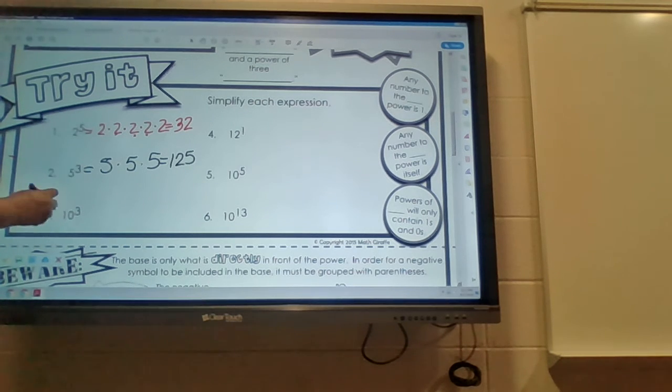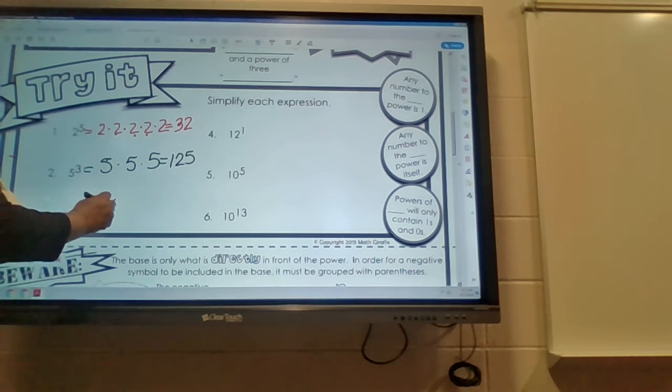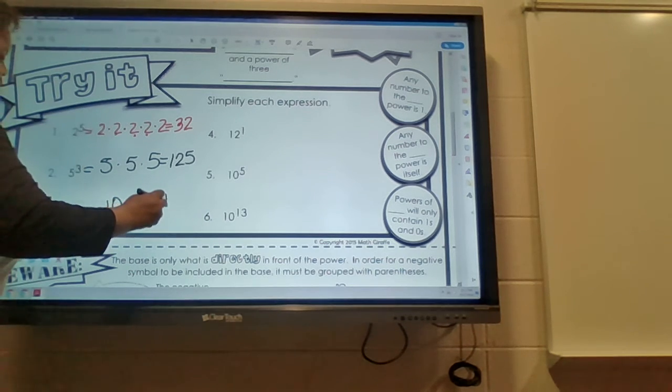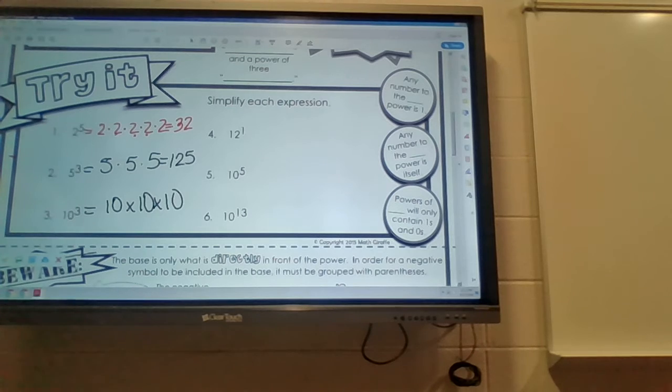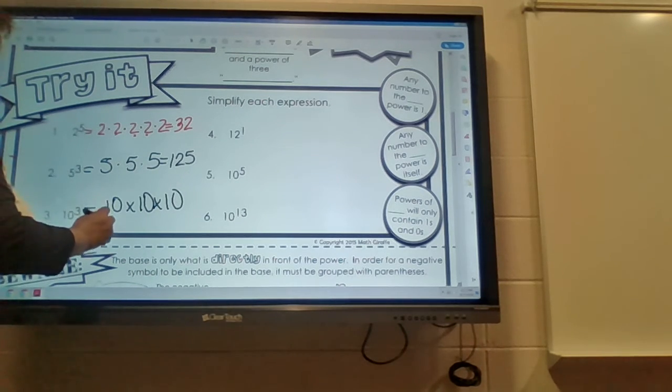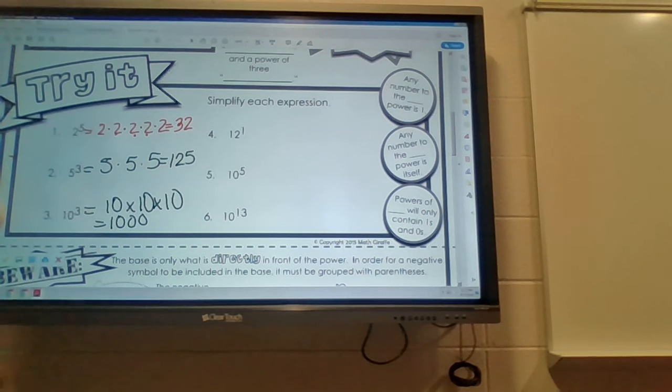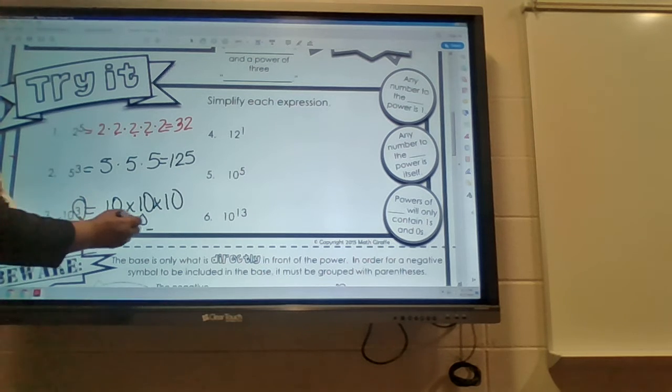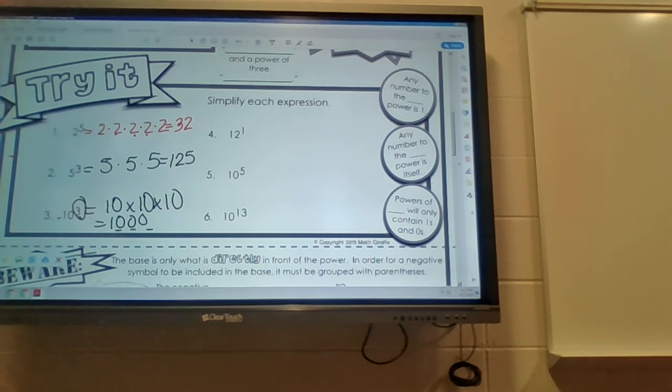All right, 10 to the third power is 10 times 10 times 10. 10 times 10 is 100. 100 times 10 is 1,000. I want you to notice something about powers of 10. Notice that I have a 1 and 3 zeros. So when you raise something to a power of 10, this number here is going to tell you how many zeros you have. Got that?